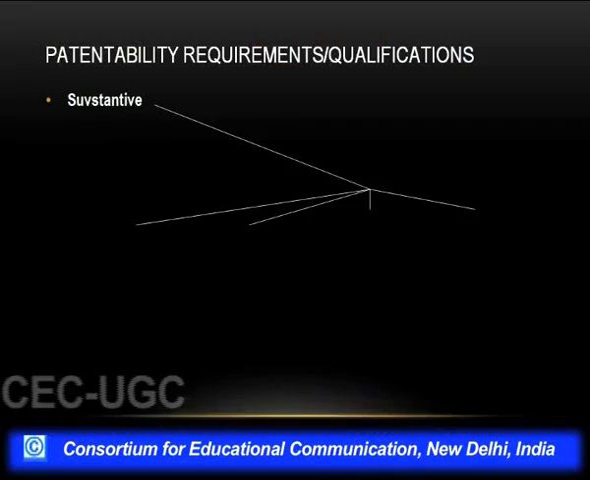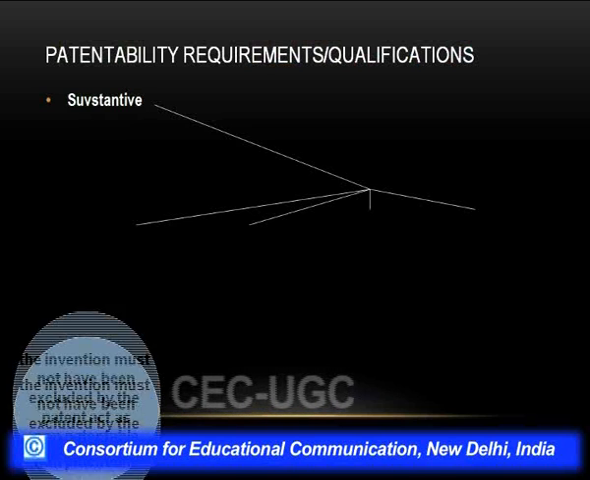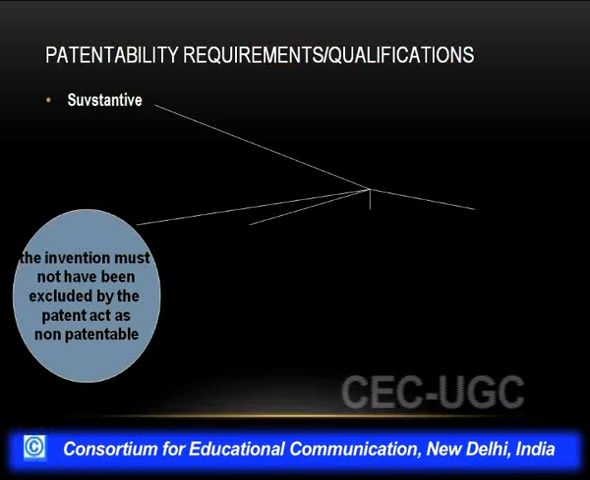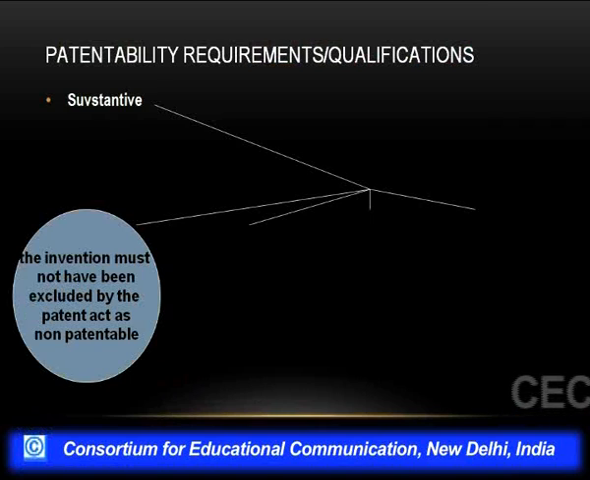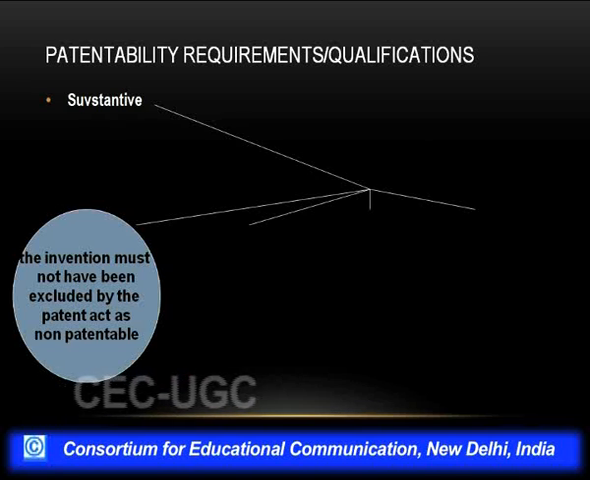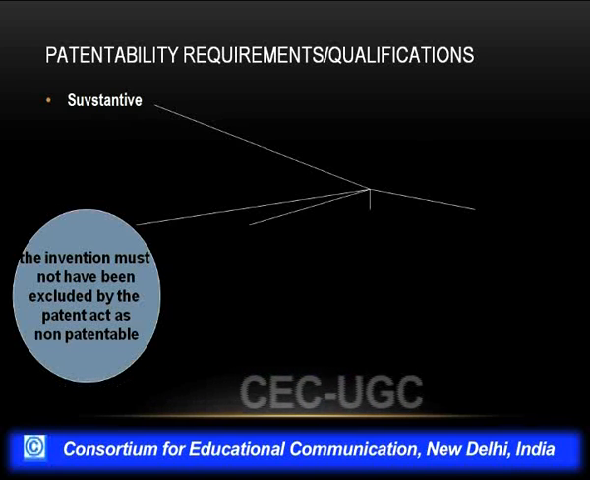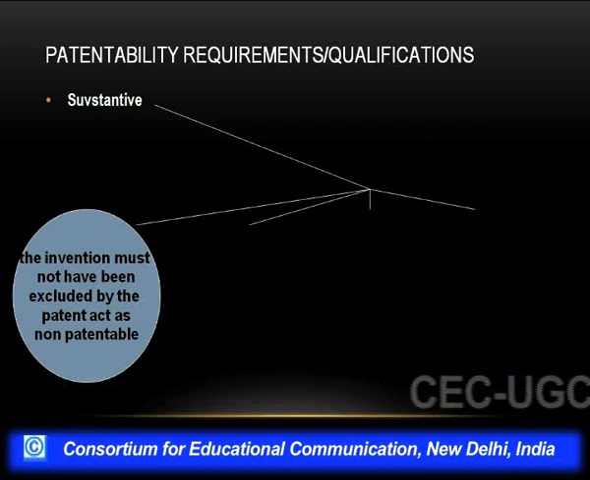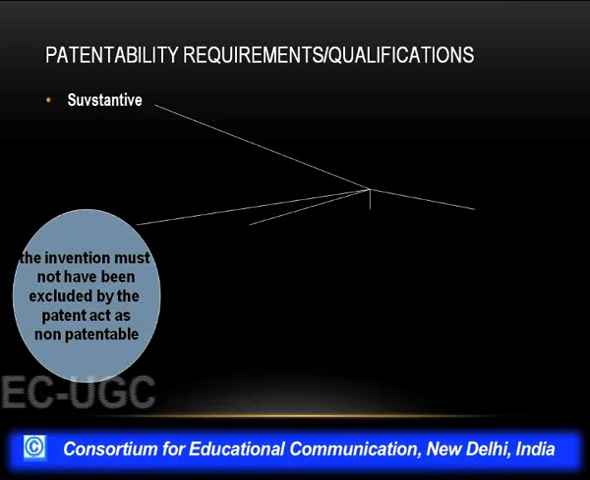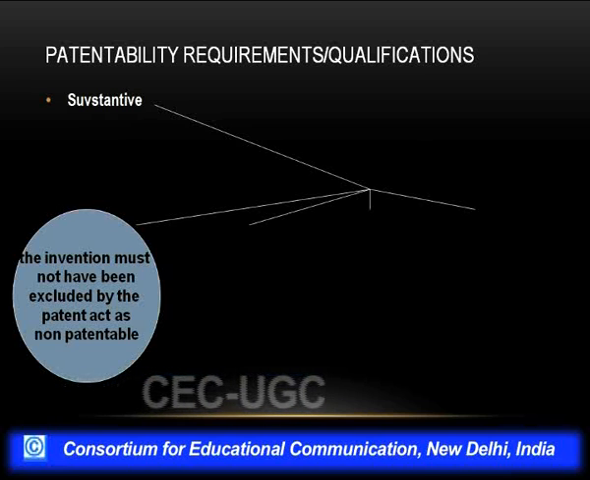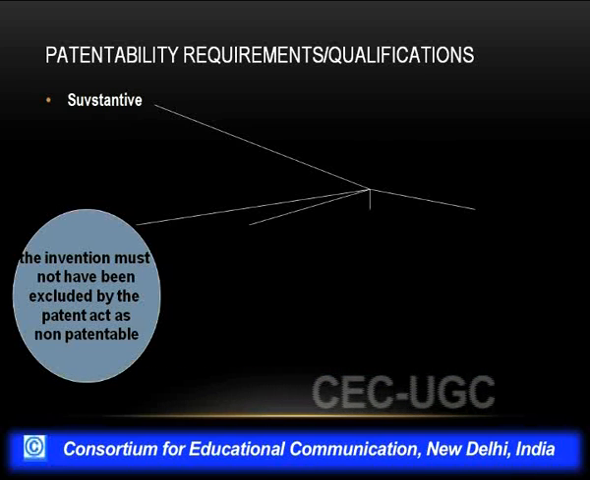Friends, a recapitulation in a small slide, wherein we have seen earlier in my previous lectures that the substantive requirements, or substantive qualifications, for obtaining the patent are as follows. The invention must not have been excluded by the patent as non-patentable. If by purview of section 3 and 4 it has been explicitly excluded, it cannot be given a patent protection.